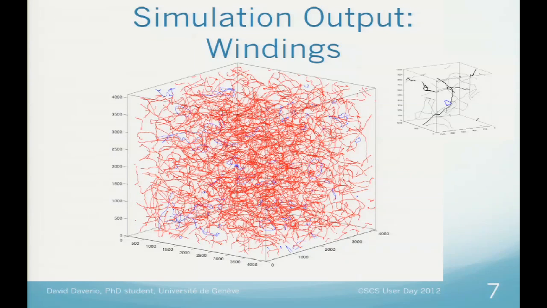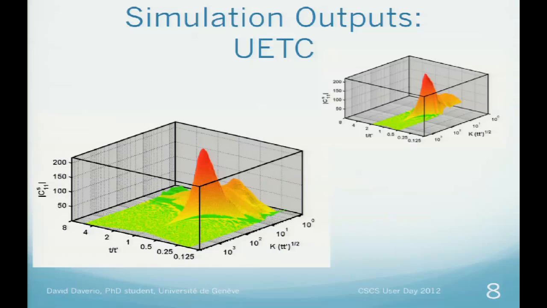The second output that we have is what we call the UETC. Here we have a plot of the whole simulation UETC, and here the new UETC that we built. As you see, we are able to reach larger T, because here the time of the simulation is divided by the reference time. And here it's K, the pre-index, multiplied by T.